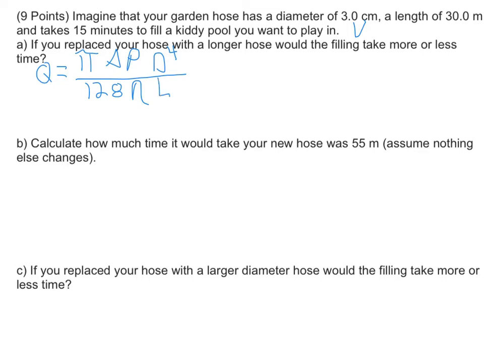That looks good, but in here we have Q, which is flow rate. We're not told anything about time or volume. But what is flow rate? Well, flow rate is the rate at which things flow, so that's the amount of volume that fills up in a given period of time. So flow rate is really volume over time.